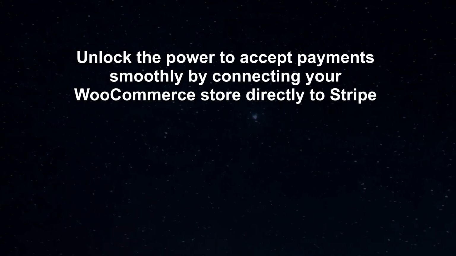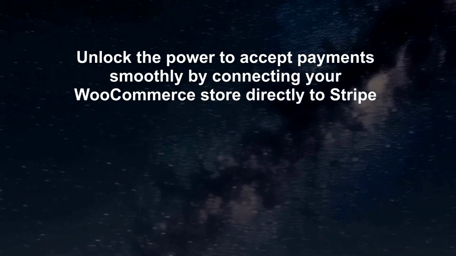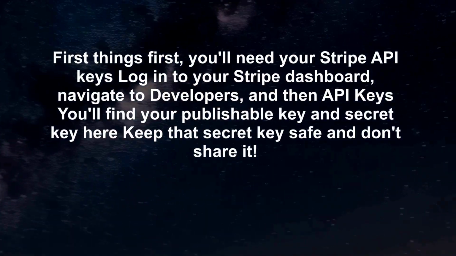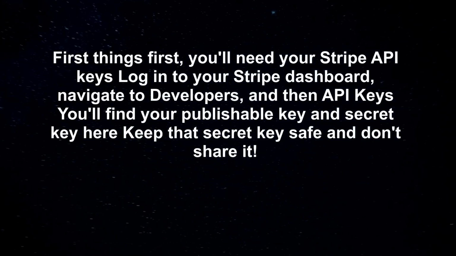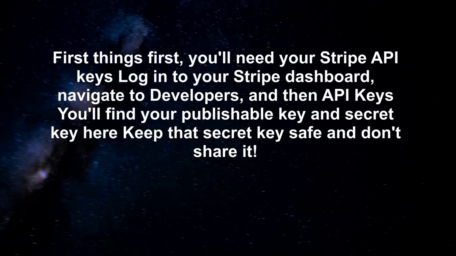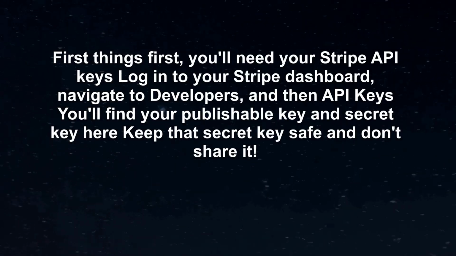Unlock the power to accept payments smoothly by connecting your WooCommerce store directly to Stripe. First things first, you'll need your Stripe API keys. Log into your Stripe dashboard, navigate to developers, and then API keys. You'll find your publishable key and secret key here. Keep that secret key safe and don't share it.